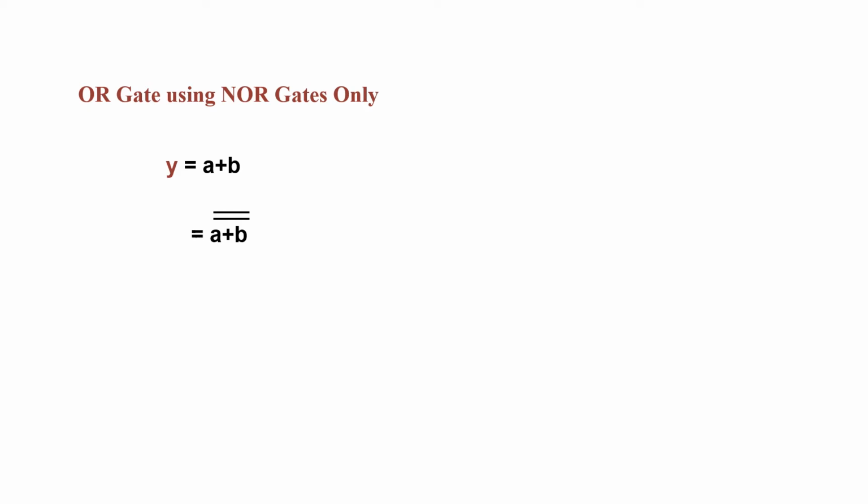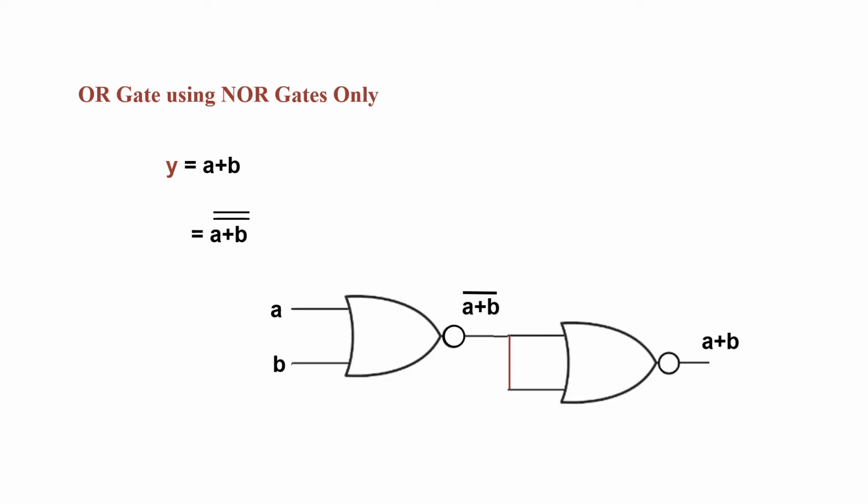The top complement is simply an inverter, and we already know how to implement an inverter using NOR gates only, and the bottom complement is just part of the NOR gate. So we can sketch this directly as two NOR gates connected like that. The first NOR gate performs A NOR B, the second NOR gate complements A NOR B to obtain A or B back.